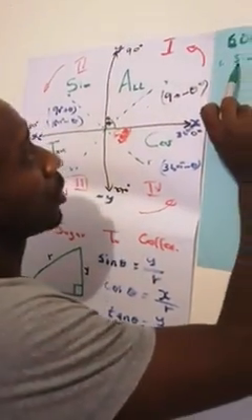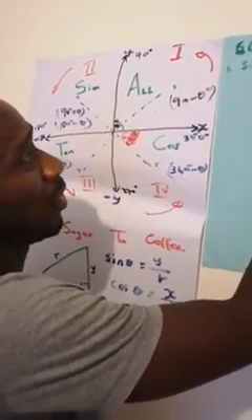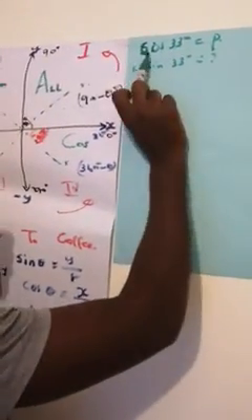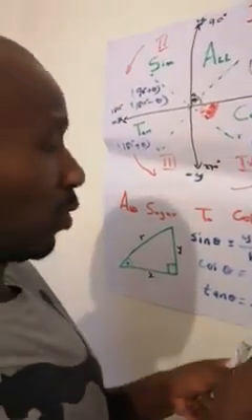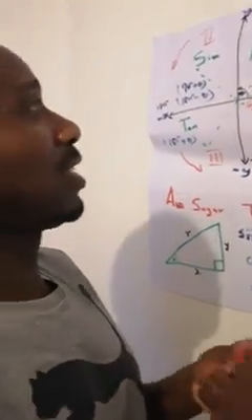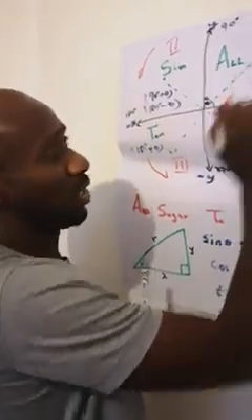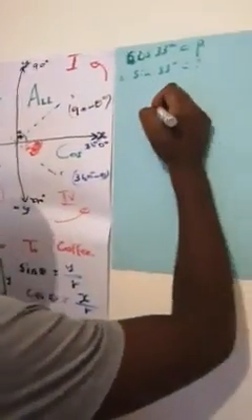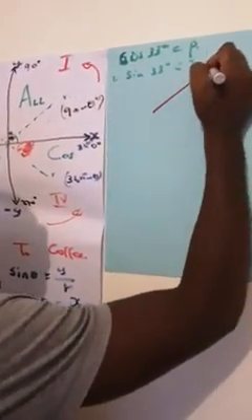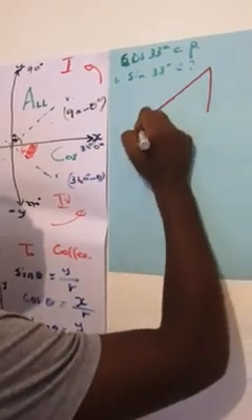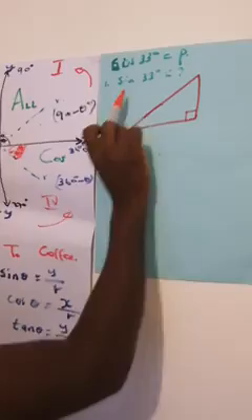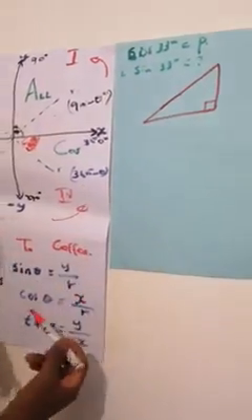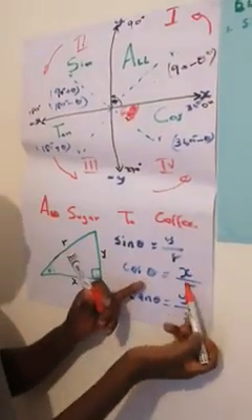Don't panic, because you'll ask yourself, how can you change sine 33 in terms of P, whereas we are given only cos 33? Don't panic. What you must do, you must assume that this is in the first quadrant, and then you'll draw your right angle triangle. So if you are given cos 33, we know that cos is x over r.